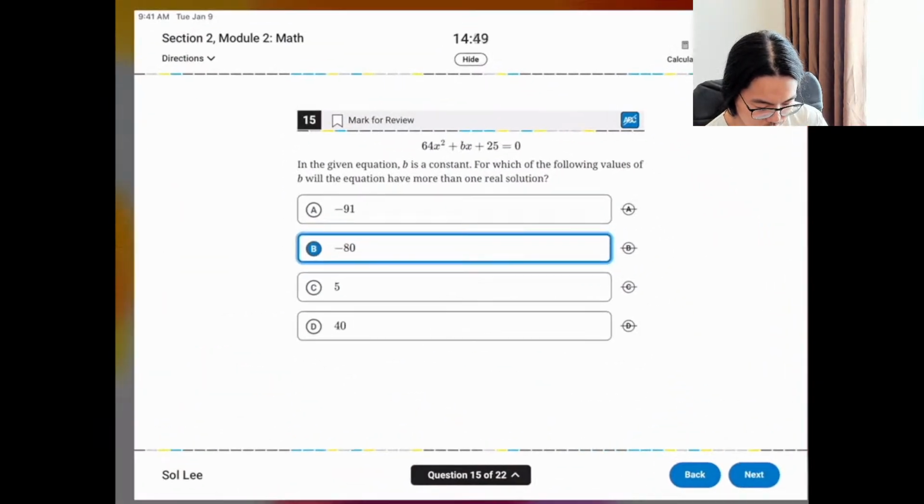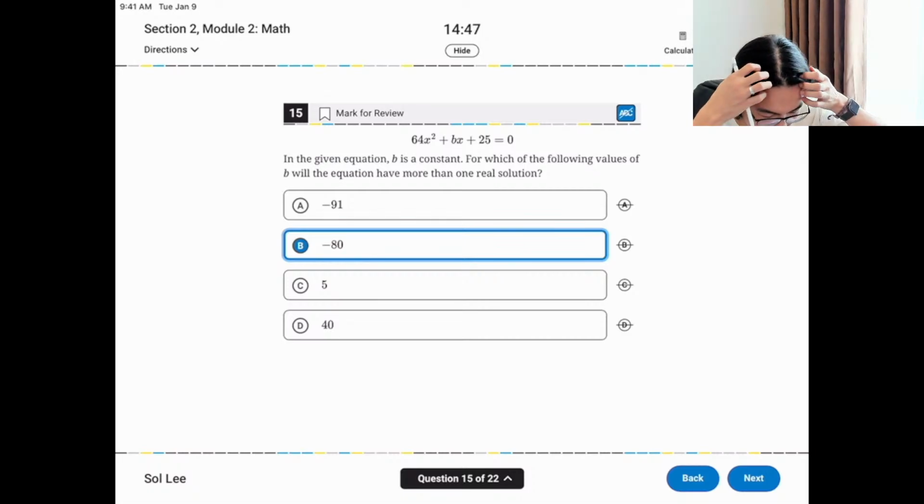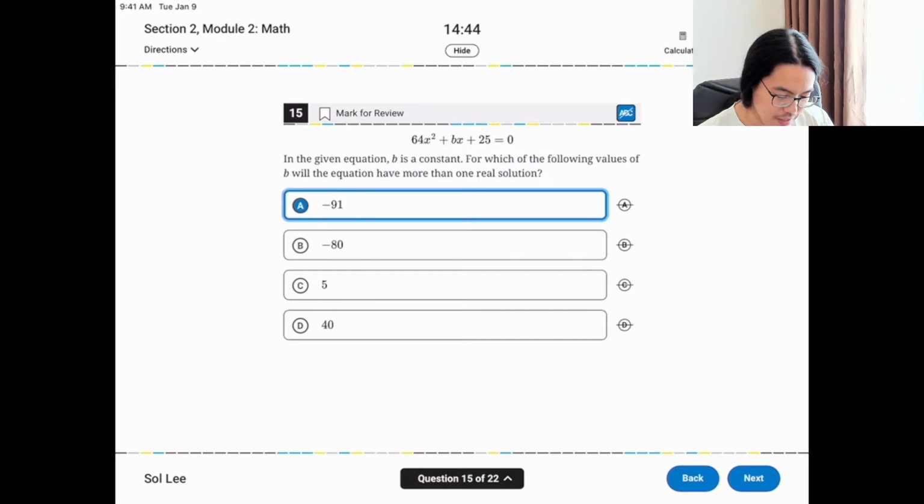Jesus, I forgot how to deal with these. God, algebra, I'm so bad. But you know what? My gut feeling says this is correct. My gut feeling says.